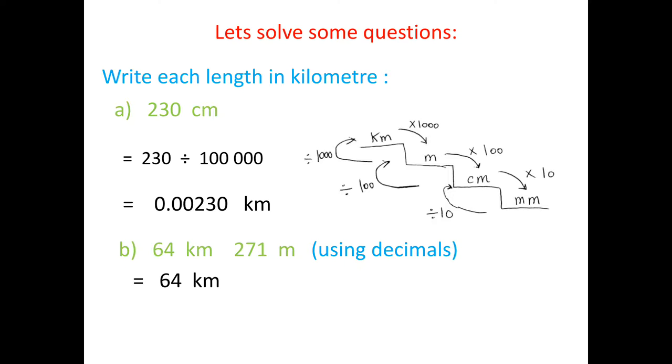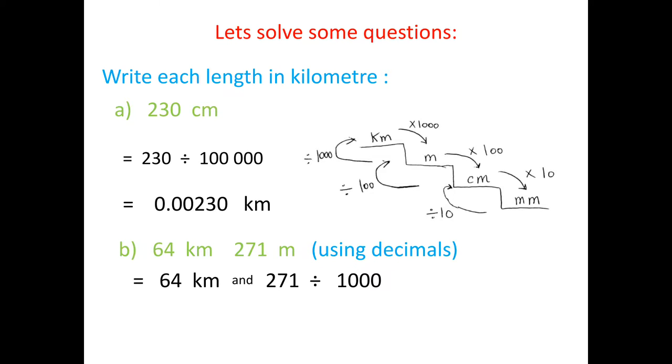Move from the meter to the kilometer. Are you going upstairs or downstairs? You're going upstairs, which means that I will use division. Now, which number will I use in division? From the meter to the kilometer, it's only one step with 1000. So to convert the 271 meters to kilometers, I'm going to divide it by 1000.